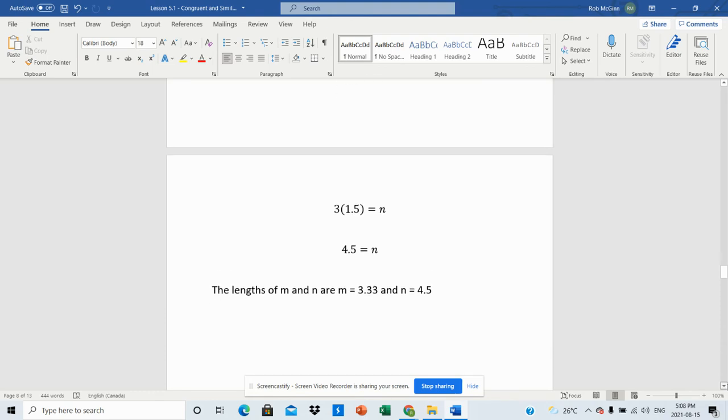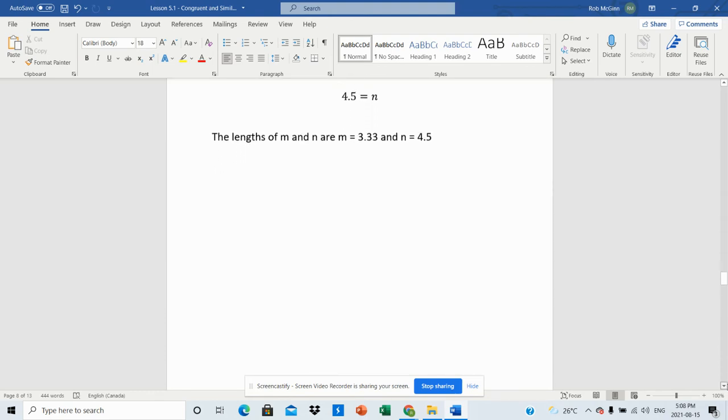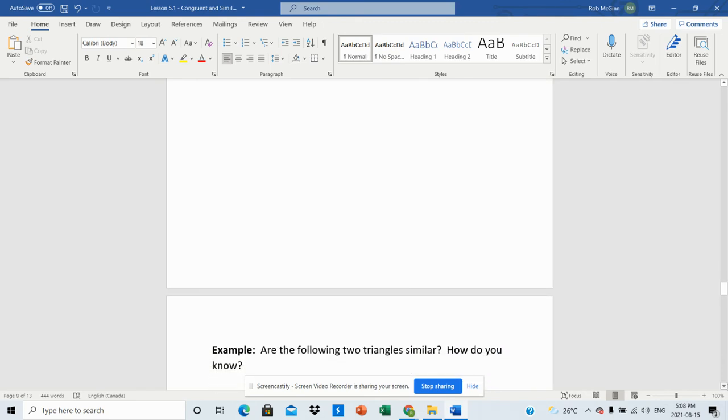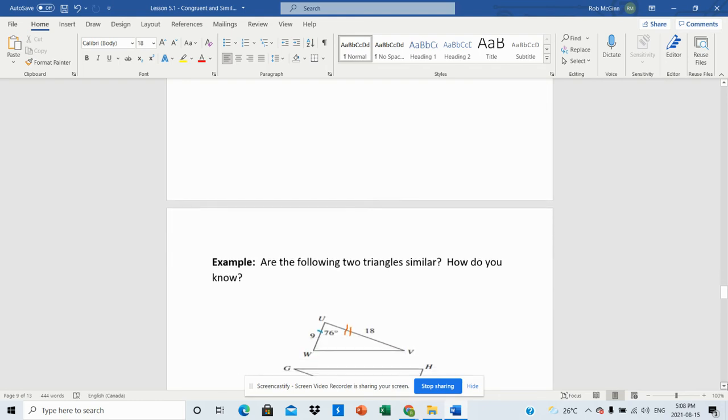All right. So 2 good examples there. Let's do a third one. Are the following 2 triangles similar? How do you know?